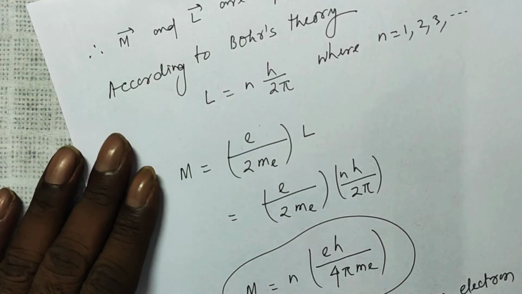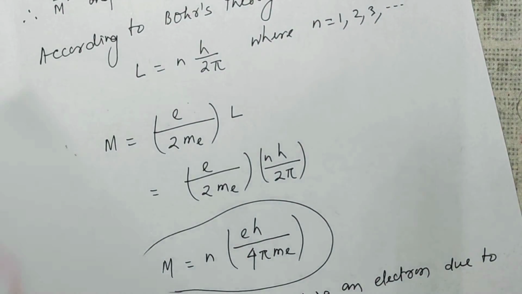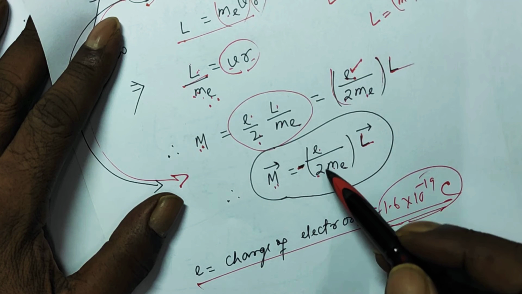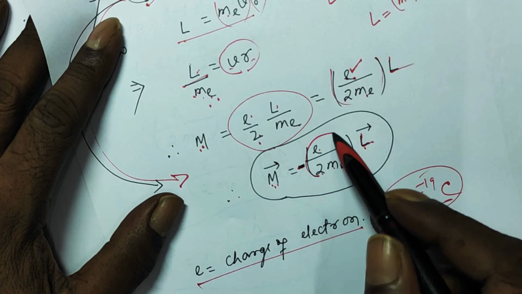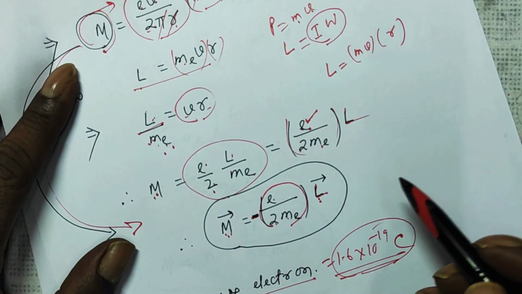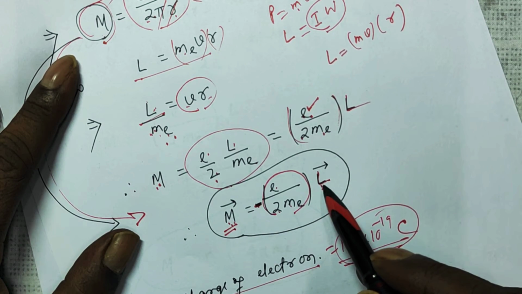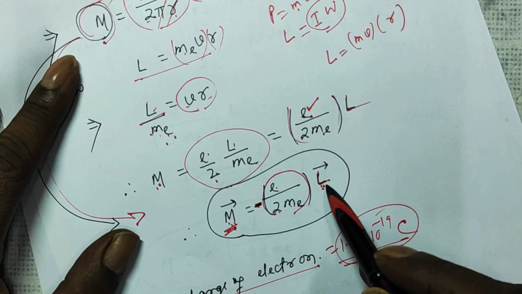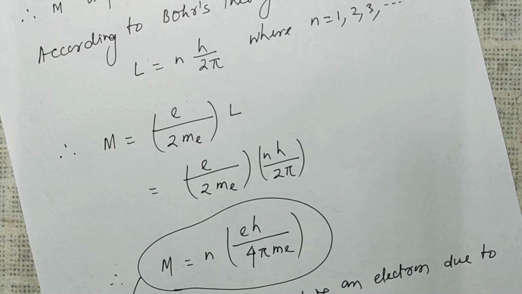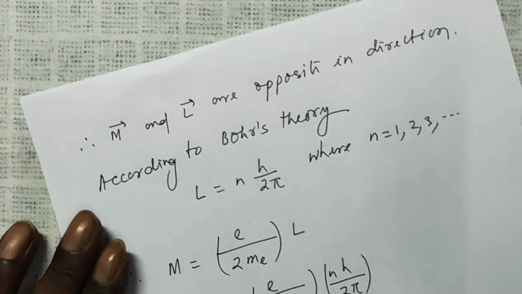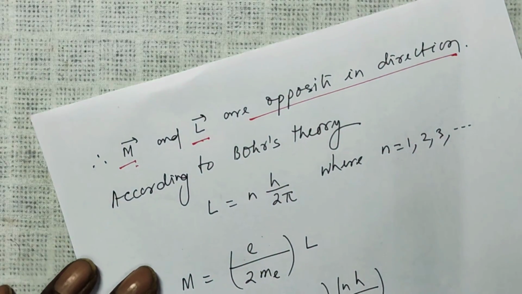Therefore, what is the meaning of this negative sign? What is the meaning of this constant, M is equal to minus this constant into L? It means whatever will be the direction of M, that will be the negative of the direction of L. Means M is opposite to the direction of L, the angular momentum. That is what I am explaining here. Therefore, M and L, magnetic moment and angular momentum, are opposite in direction. That is the meaning of the negative sign.